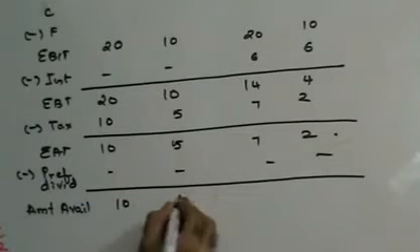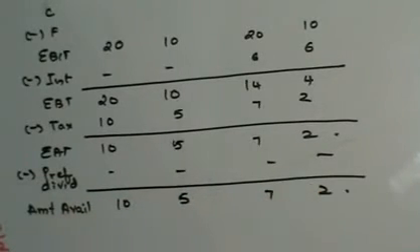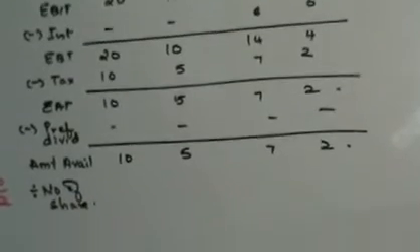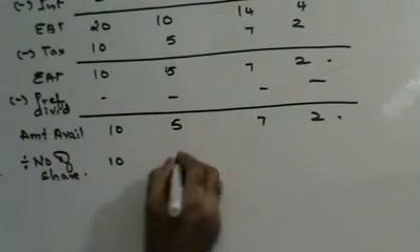Amount available to the equity shareholders is 10, 5, 7 and 2. Amount available divided by number of shares. Now let's see this. In the case of Solid Limited, your equity share capital is of 100 lakhs and each share is of 10 rupees. So how many shares will you have? You will have 10 lakh shares.